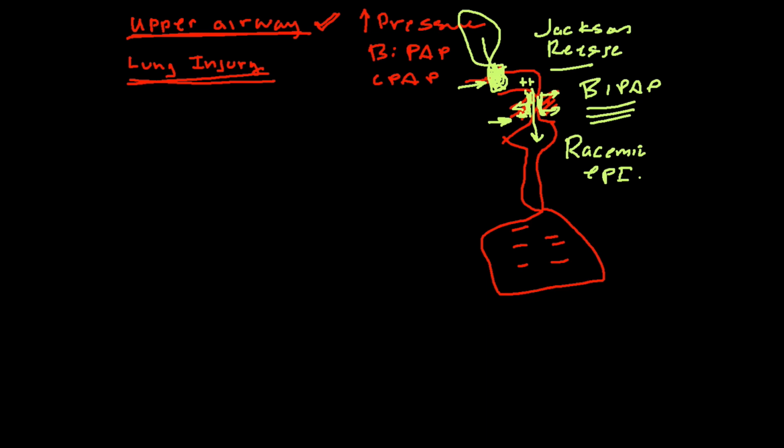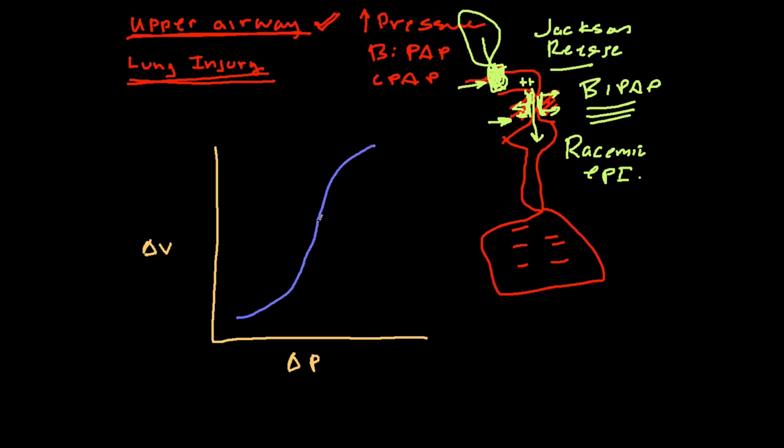In thinking about distress, I find it very convenient just to think about the pulmonary compliance curve, where you have delta P here and delta V here, and normally this is kind of what it looks like. Patients at end exhalation end up right there on that part of the curve. And so it takes very little delta P to get very big delta Vs. And so that's why we don't even think about our breathing. It's very, very easy.